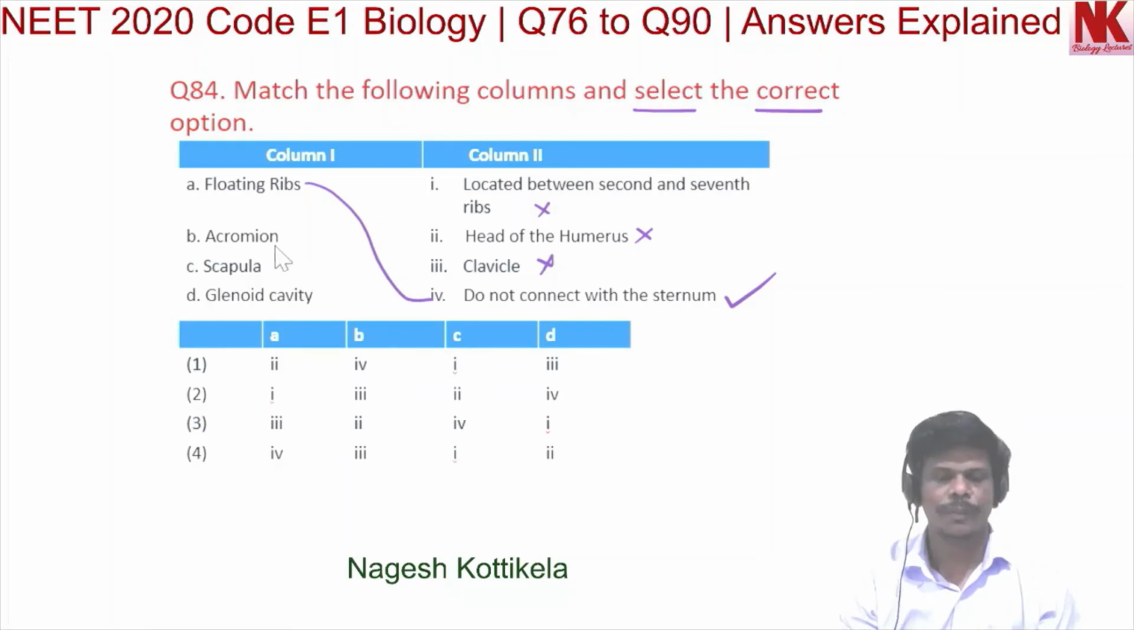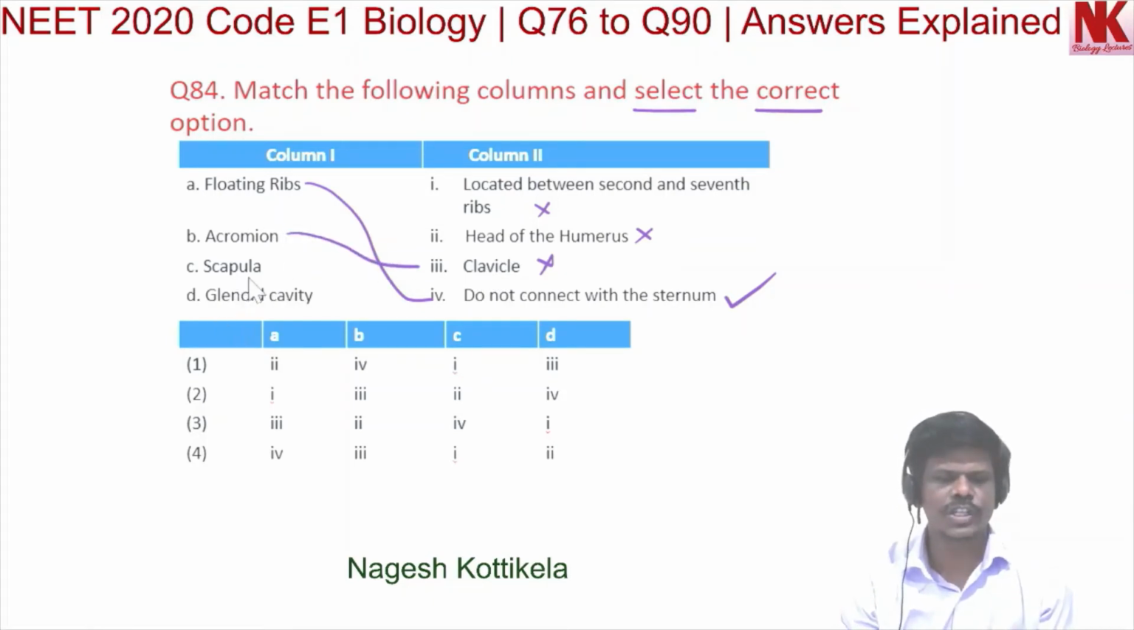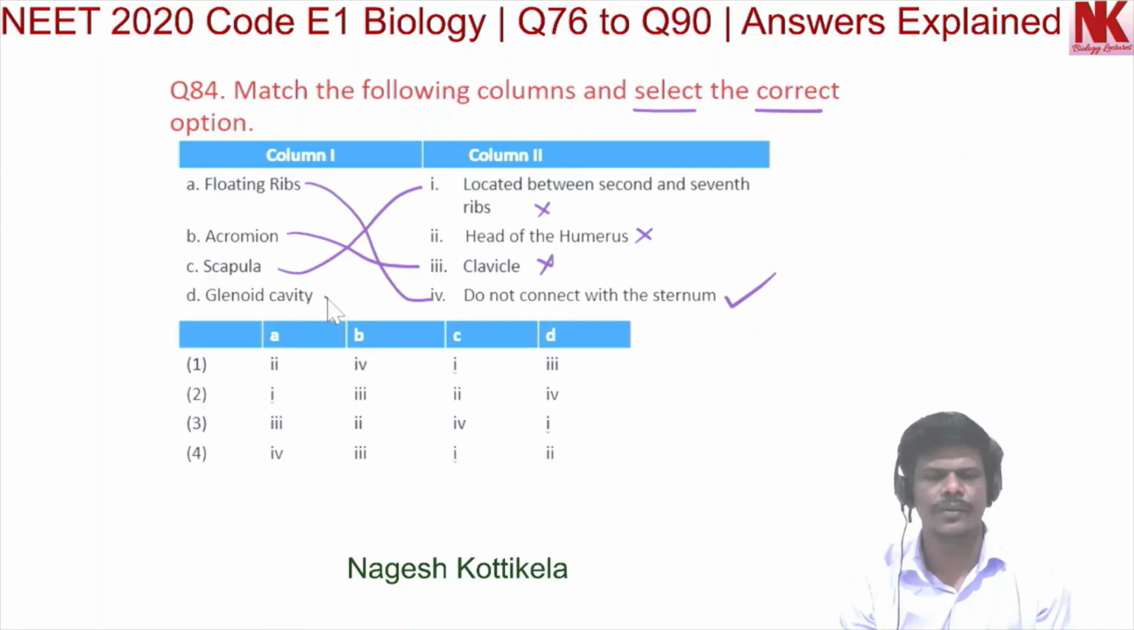Now, acromion located between 2nd and 7th ribs, wrong. Head of the humerus, wrong. Clavicle is correct. Next, scapula. This is located between 2nd and 7th ribs. And glenoid cavity, this is head of the humerus. So this is how the options can be matched.